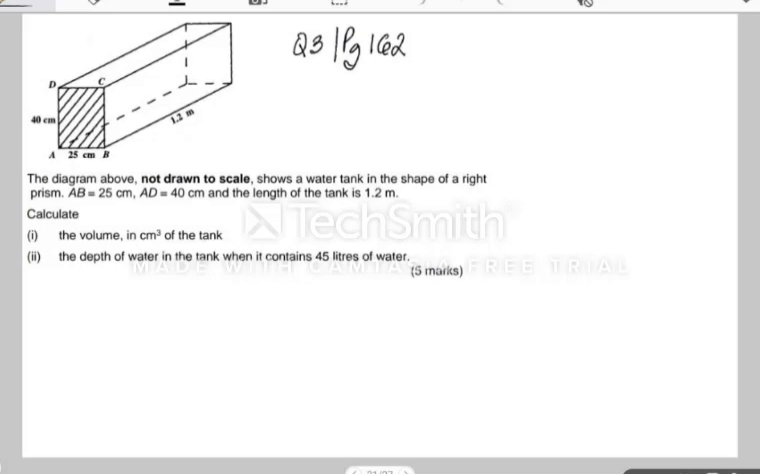All right. Here's what the question says. The diagram above, not drawn to scale, shows a water tank in the shape of a right prism. AB is 25 centimeters, AD is 40 centimeters, and the length of the tank is 1.2 meters. Calculate the volume in centimeters cube of the tank.